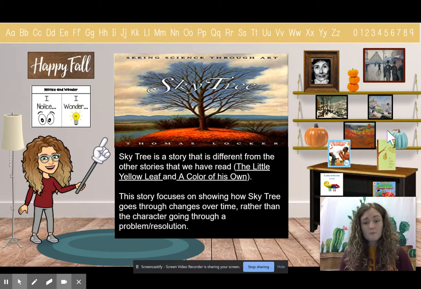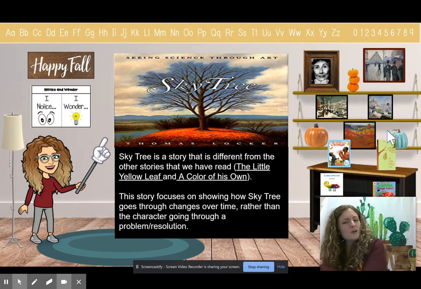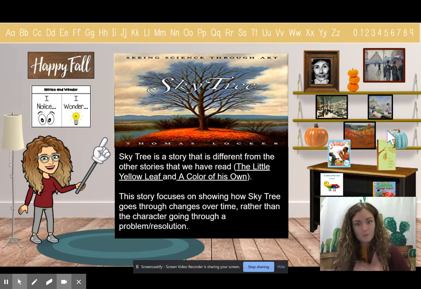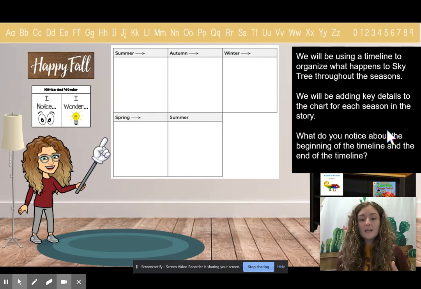So, two of our books, The Little Yellow Leaf and A Color of His Own, were books that told a story. It had characters, it had problems, it had a resolution in a setting. This story focuses on the Sky Tree, but it talks about how it goes through changes over time rather than Sky Tree having a problem, right? So we are going to use something called a timeline to organize what happens to Sky Tree through the seasons.